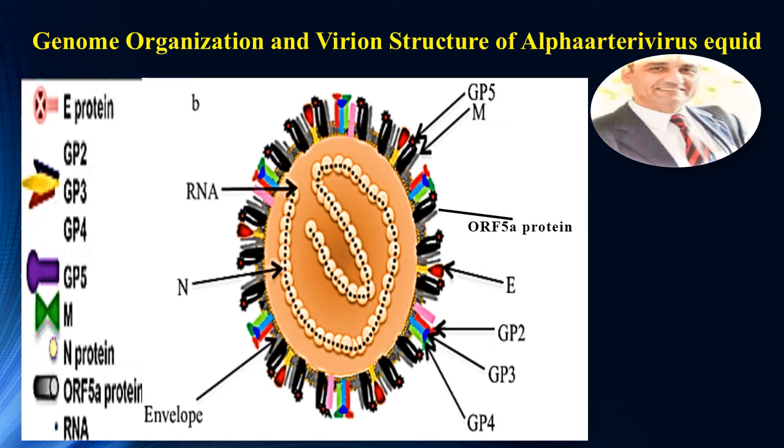This picture describes the genome organization and virion structure of Alphaarterivirus equid, where the envelope appears here, and then the E proteins, and then the ORF5, which is named as a 5' leader and 9 open reading frames, and then the 6 envelope proteins GP2b, GP3, GP4, GP5, M, and the nucleocapsid protein N and the RNA of the virus.